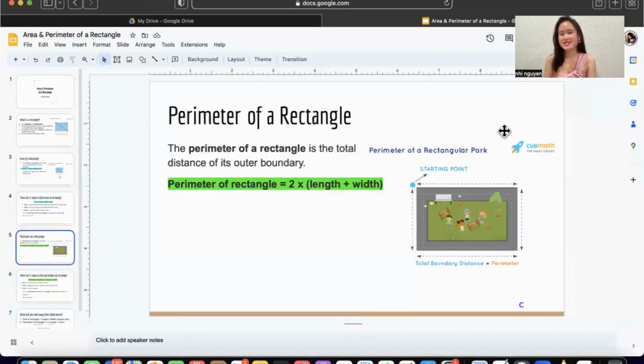Okay, let's get started with the perimeter of a rectangle. The perimeter of a rectangle is the total distance of its outer boundary. The formula is 2 times the sum of length and width. If you look at the little picture on the right, if we start at the starting point, we go all the way around the rectangle. That is the perimeter. It's the total boundary distance of a shape.